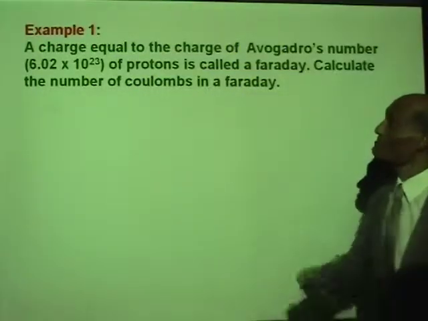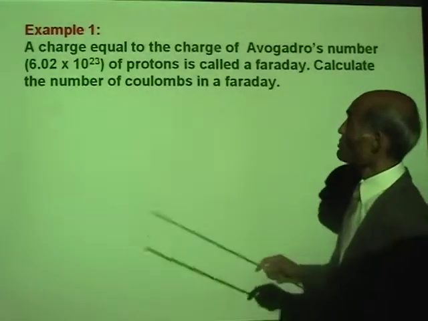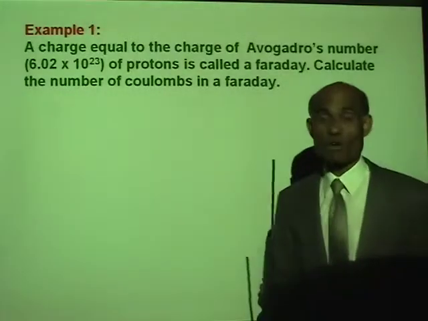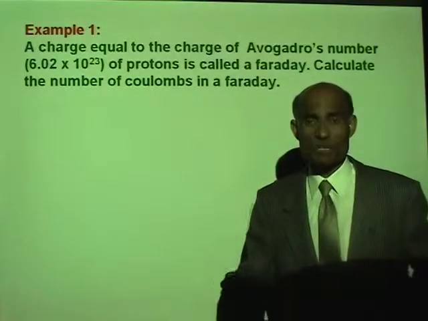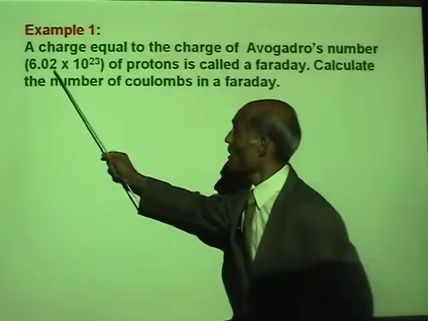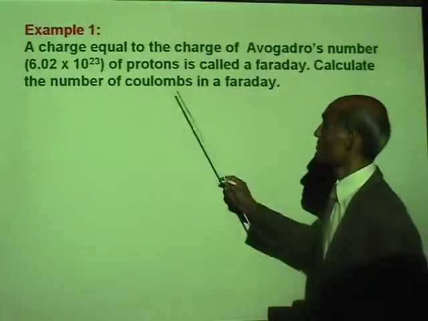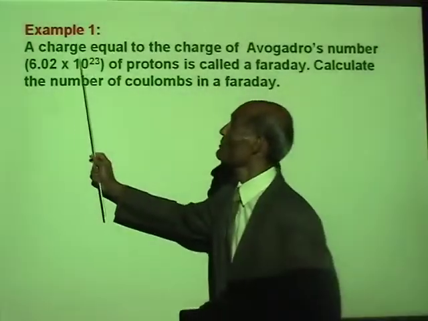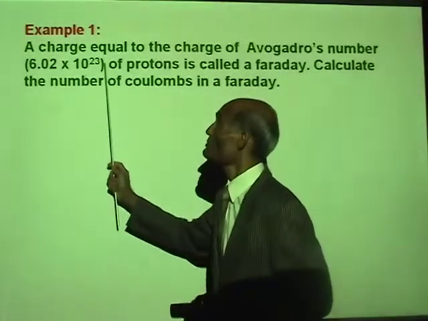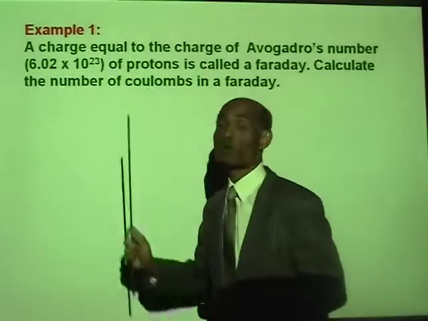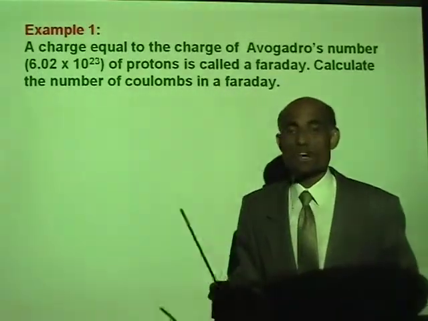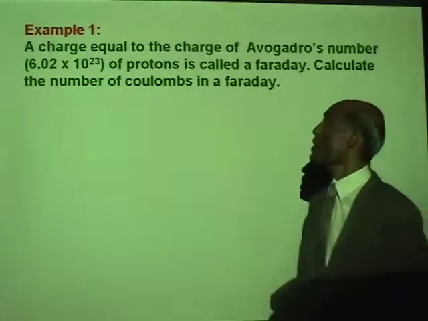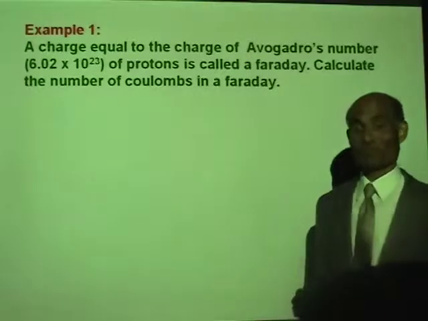Alright, let's do a simple problem. A charge equal to the charge of Avogadro's number. Everybody recalls that number, don't you? Avogadro's number, that is 6.02 times 10 to the 23 of protons, is called a Faraday. So if you can find the total charge carried by all these protons, that amount of charge is called a Faraday. Calculate the number of coulombs in a Faraday.